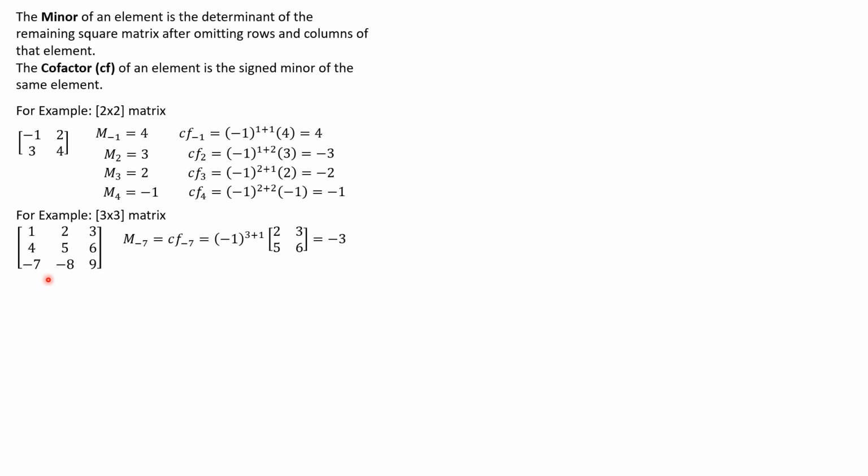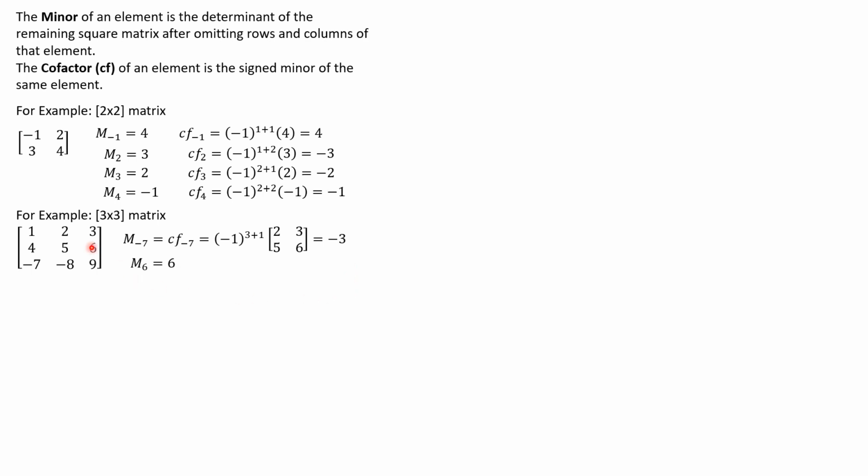So the minor of -7, for example, is equal to the cofactor of -7 because the position of -7 has a positive sign: plus, minus, plus. Or -1 raised to row 3, column 1. So -1 raised to 3 plus 1 is +1. And the minor of -7 would be the determinant of this 2 by 2 matrix. And it is 2 times 6, 12, minus 5 times 3. So 12 minus 15 is -3. The minor is -3. The cofactor is also -3.